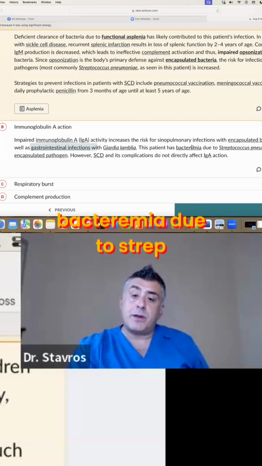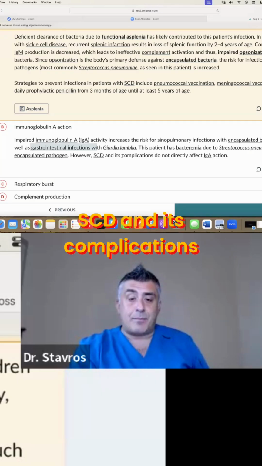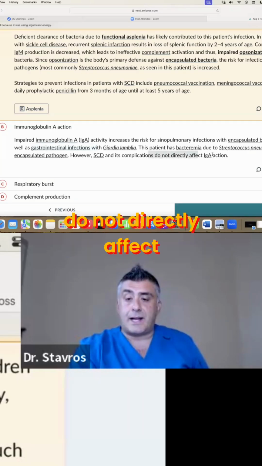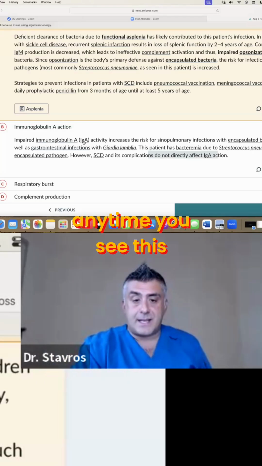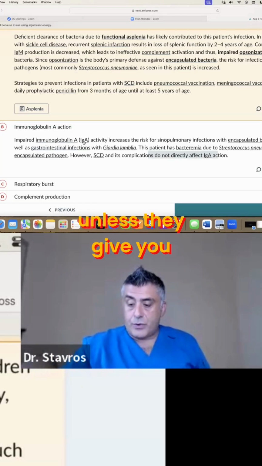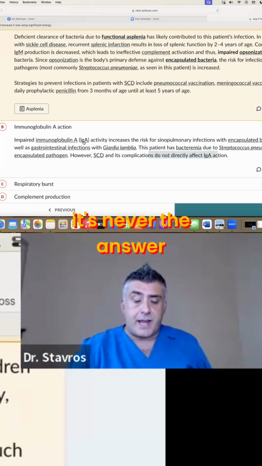So this patient has bacteremia due to strep pneumo, an encapsulated pathogen. SCD and its complications do not directly affect IgA action. A heads up for the USMLE: anytime you see this as the answer choice, unless they give you respiratory issues and GI issues, it's never the answer.